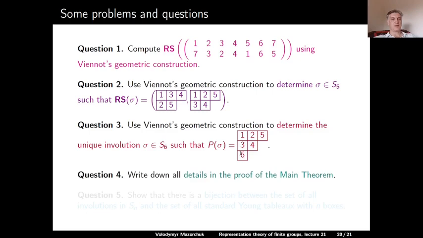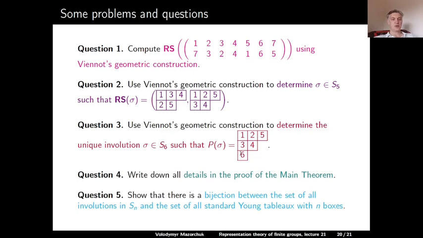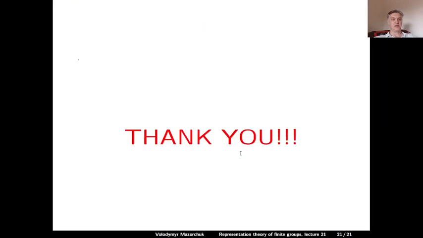Question 4. Write down all details in the proof of the main theorem. And question 5. Show that there is a bijection between the set of all involutions in S_n and the set of all standard Young tableaus with n boxes. Thank you very much, and see you next time.